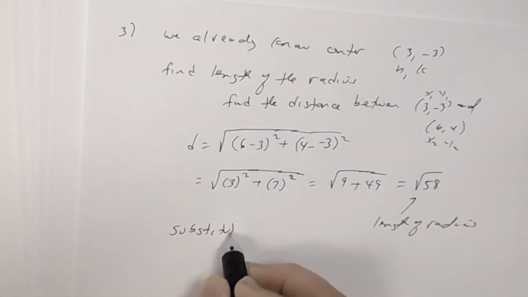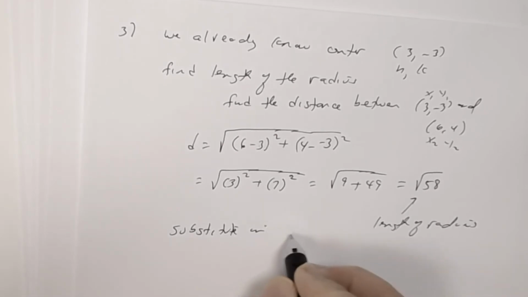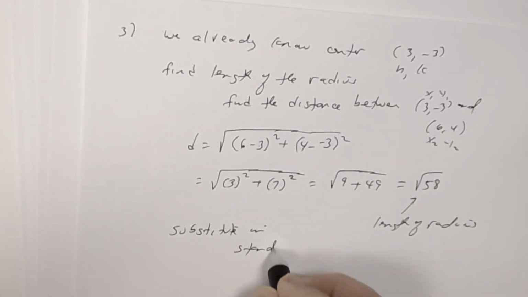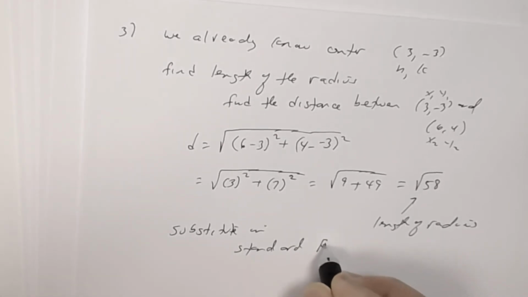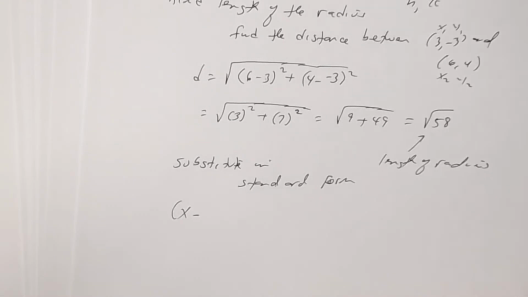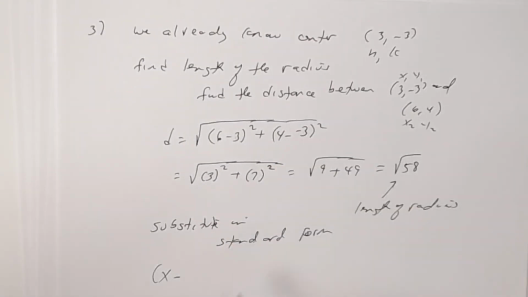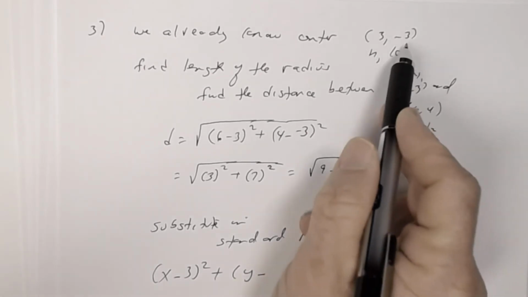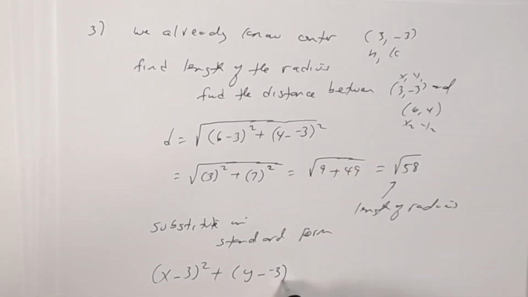Substitute into standard form. So we get x minus h, which is 3, squared, plus y minus k, which is negative 3, squared, equals, in parentheses, the radius, which is the square root of 58, and I have to square that.